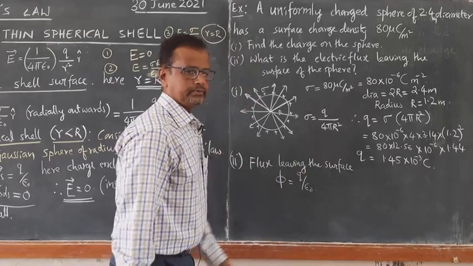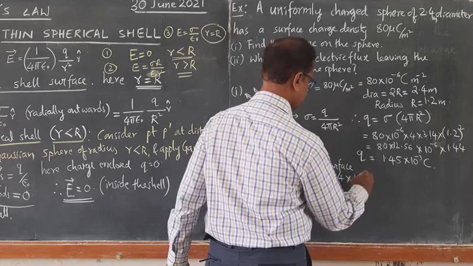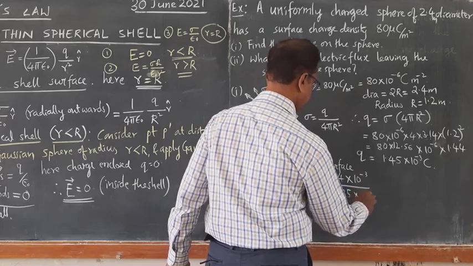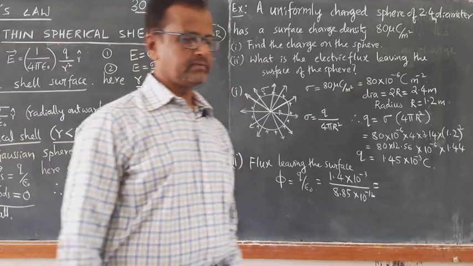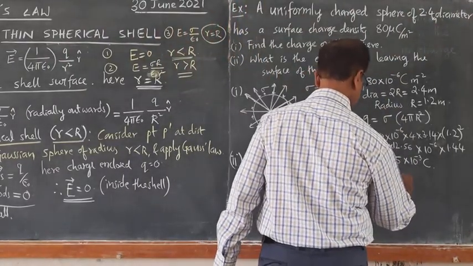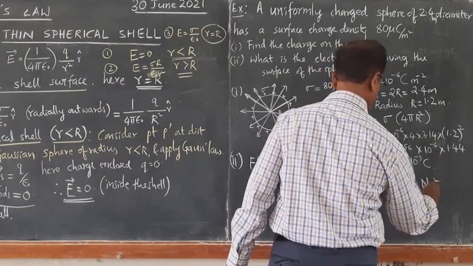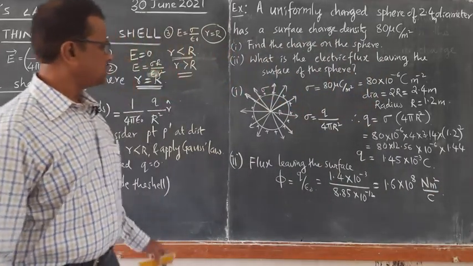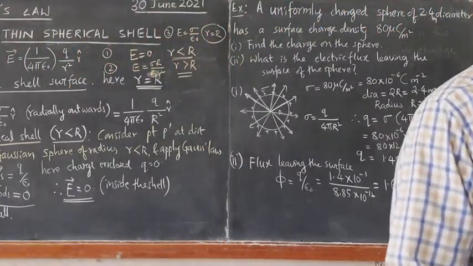We already got Q, 1.45 into 10 raised to minus 3, divided by epsilon naught, 8.85 into 10 raised to minus 12. If you calculate this, you are going to get the flux, which is 1.6 into 10 raised to 8 Newton meter square per coulomb. This is how you need to calculate using Gauss law and the knowledge of surface charge density.